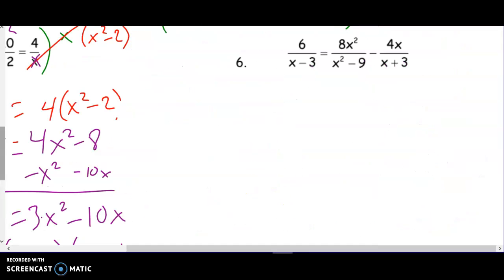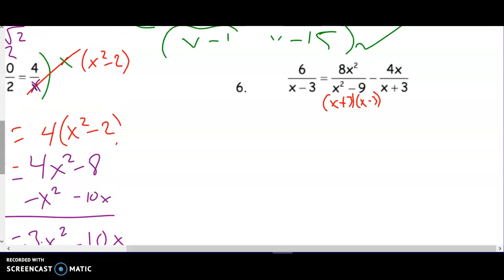Number 6. First thing I would hope you would recognize, x squared minus 9 is the difference of squares, as that's x plus 3 times x minus 3. So once you recognize that, the lowest common denominator is that exact product. You don't have to multiply everything by x minus 3, x plus 3, and then x squared plus 9. If you do so, it'll just be more work.